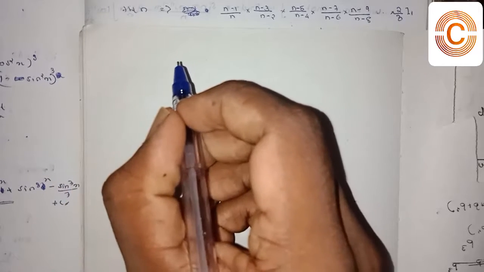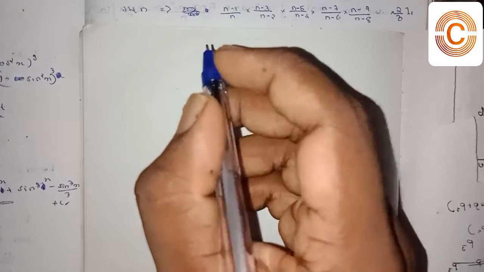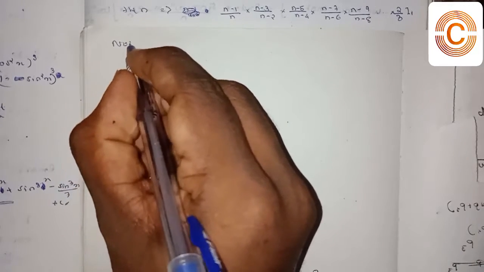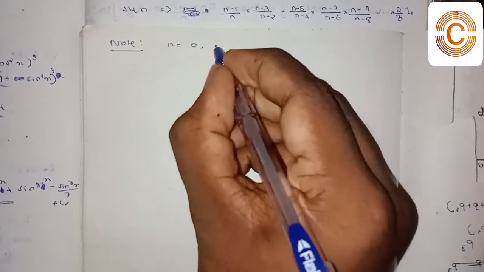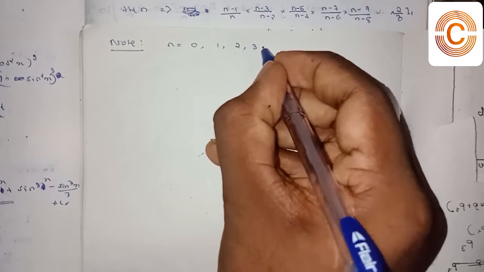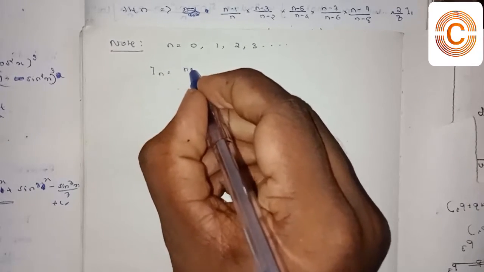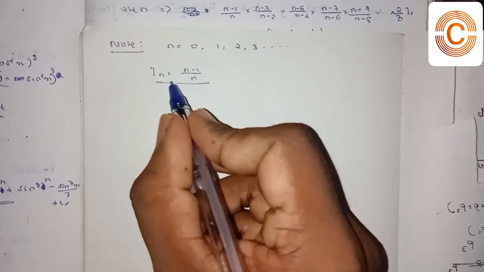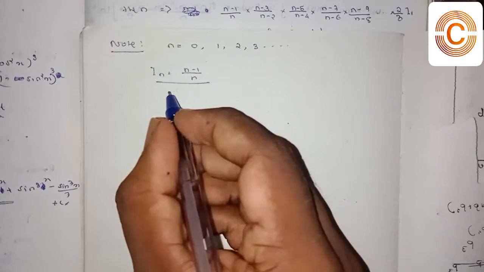So before finding that formula for n equal to an even number and n equal to an odd number, there is a specific case, a note, that is when we take n equal to 0, 1, 2, 3 etc. in the equation I_n is equal to (n minus 1) divided by n. So here we can easily find the values when putting n equal to 0, 1, 2, 3 etc. So let's check it out.